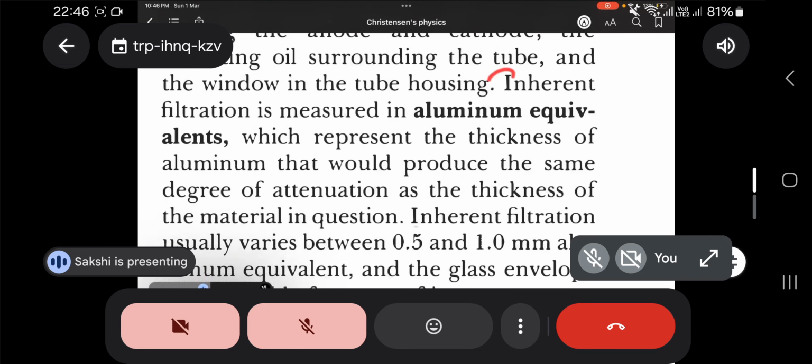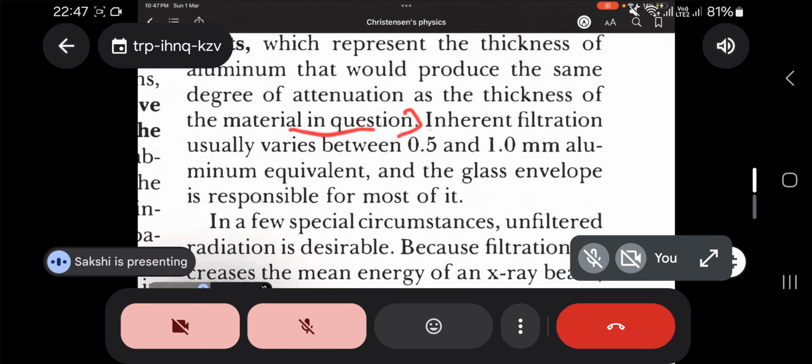They are measured in aluminium equivalent, which represents the thickness that would produce the same degree of attenuation as the thickness of the material in question. What is the material in question? The tube housing. So we are basically measuring the level of filtration that we get from the tube housing with the thickness of aluminium that would remove the same amount of radiation. Inherent filtration values range from 0.5 to 1 mm. Please write that down in your notebook.